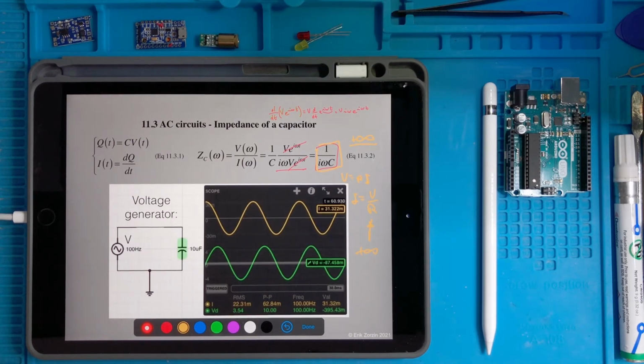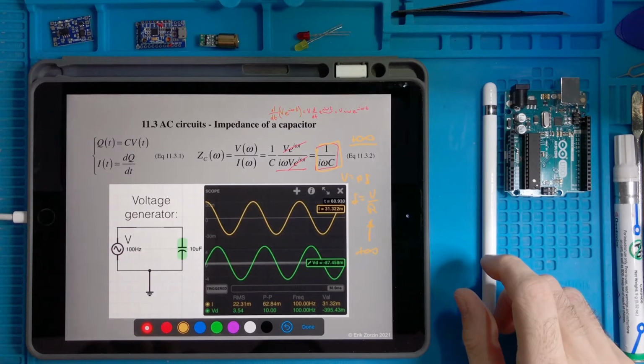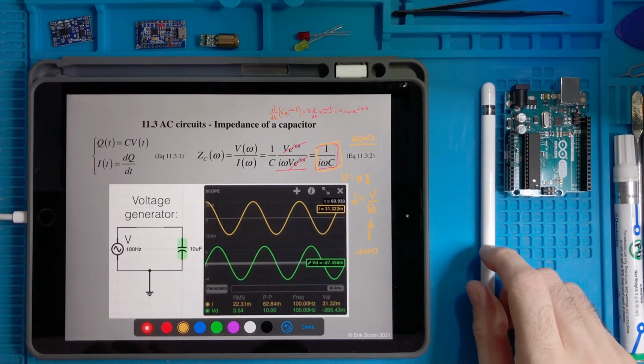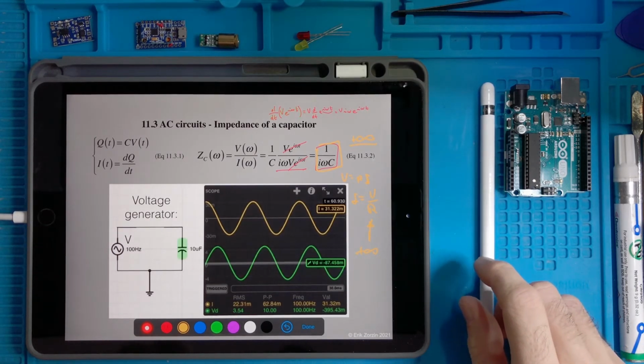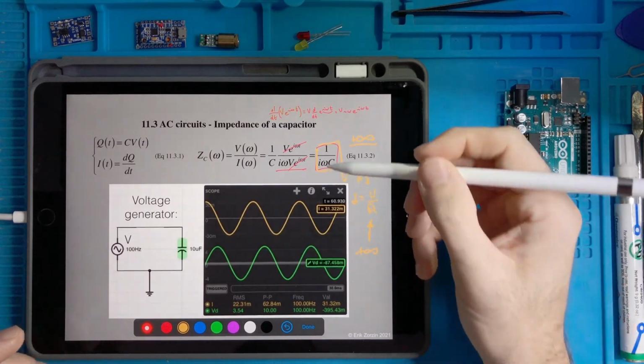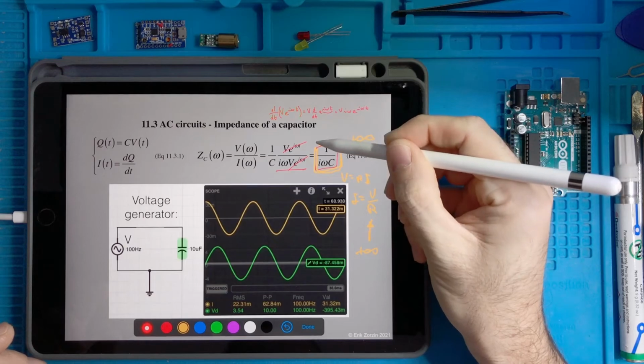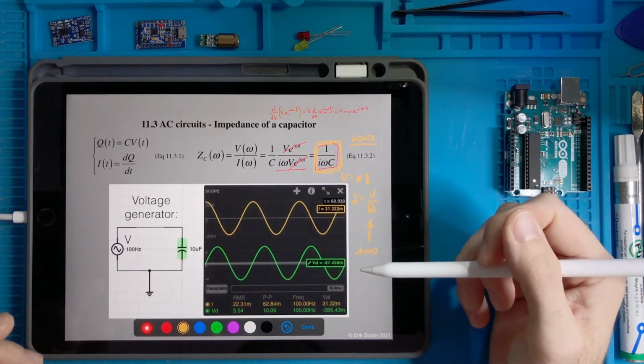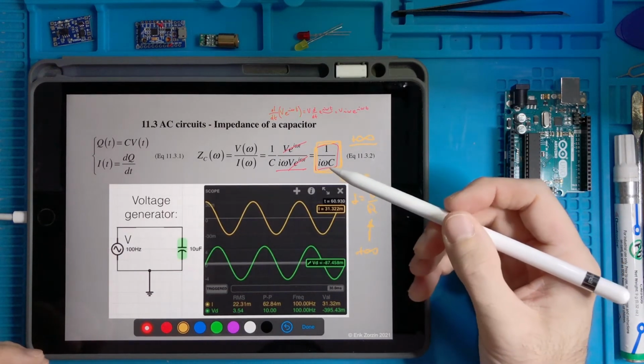So the capacitor is also a kind of variable resistor, but when we use sinusoidal frequencies, it's what is called reactance, which is the magnitude of this impedance, and it varies according to the frequency.